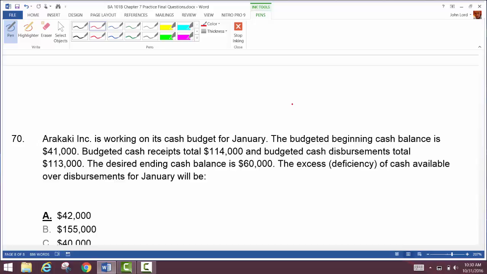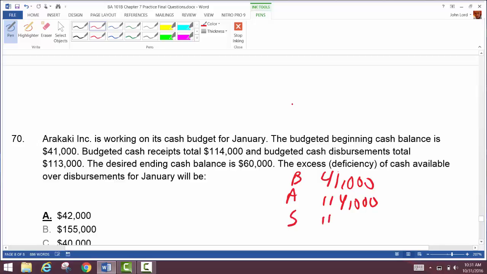So you can just set it up in your base formula. Your beginning is the 41,000. Okay, you're going to use base. So we've got 41,000 as the beginning. And then you add in the 114,000, which is the receipts. And then you subtract the disbursements, which is 113,000. Okay. And then that gives you an ending of 42,000.